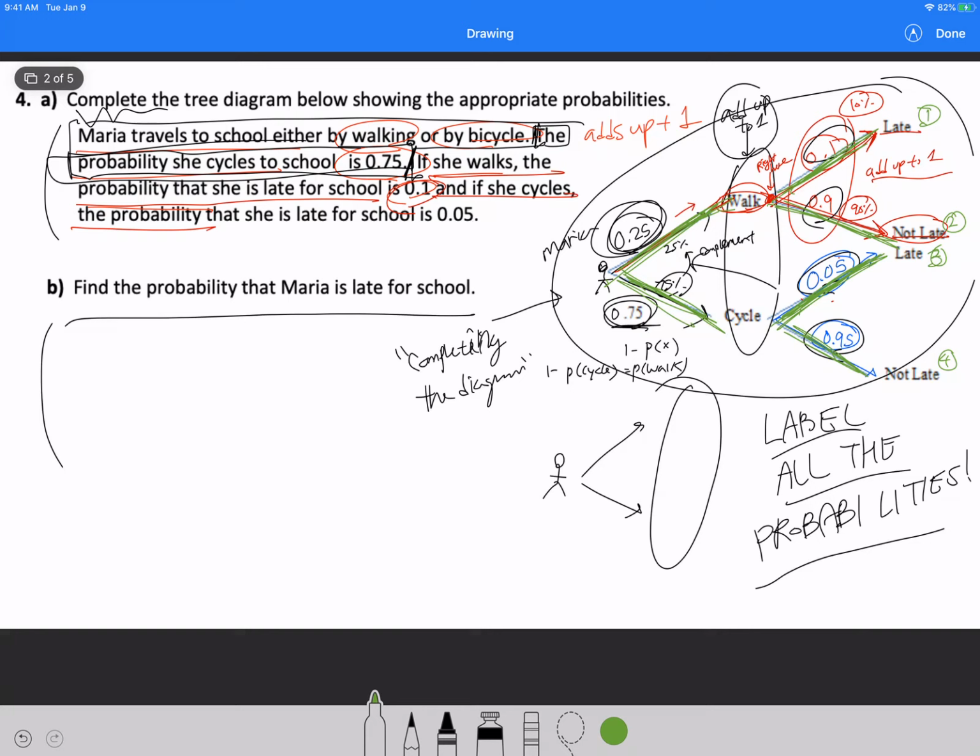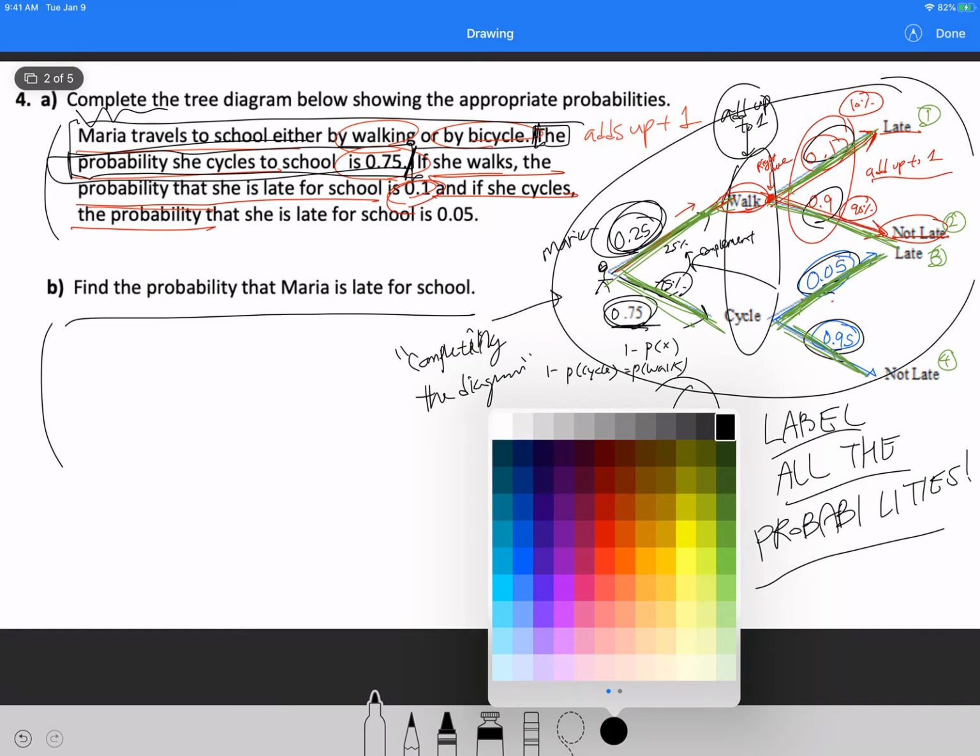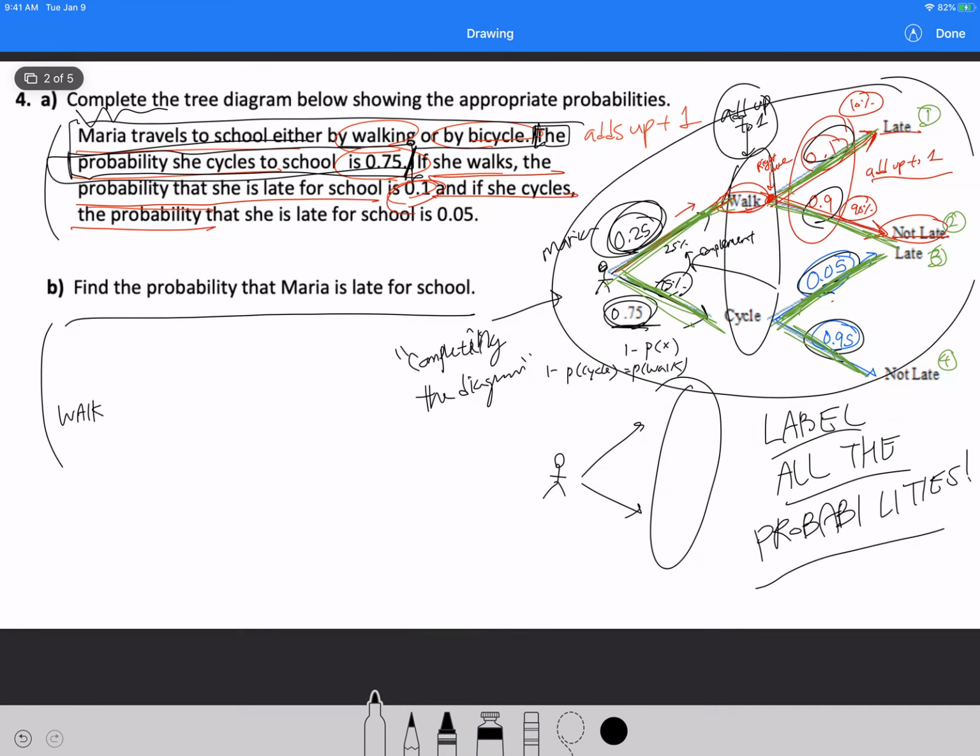And whenever we're given these, we want to find out the probability for each of those cases. Here's how I find it. Let's write all of them down. I walk, and then I become late. I walk, and then I am not late. I cycle, and then I am late. And then I cycle and am not late. So there are four different possible cases.